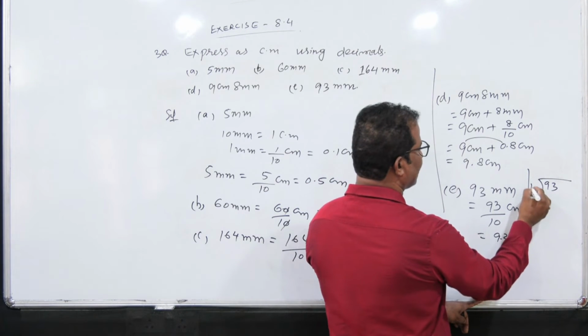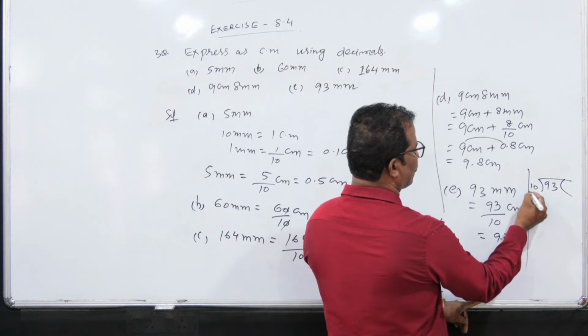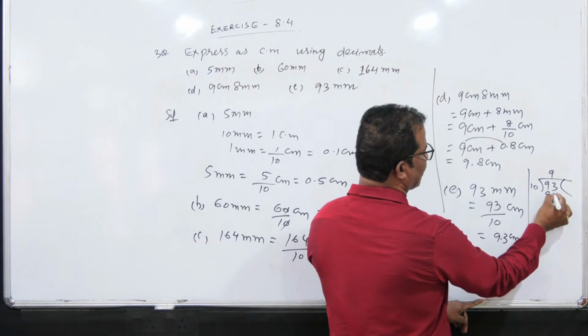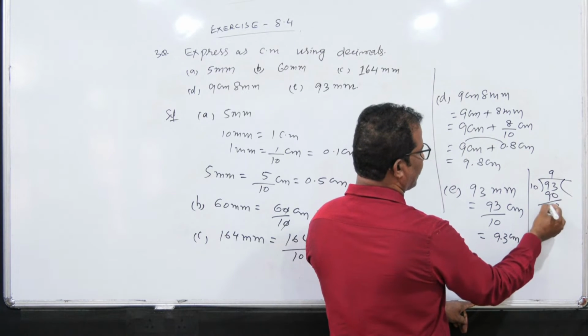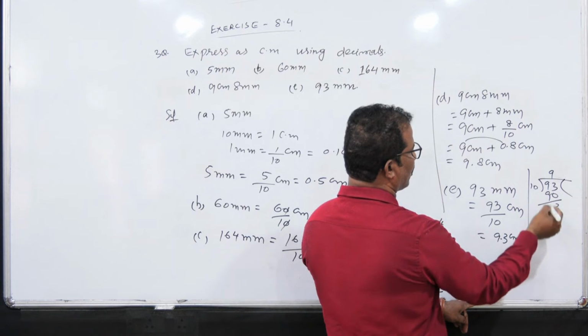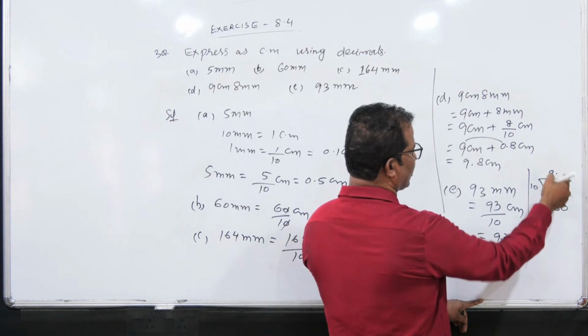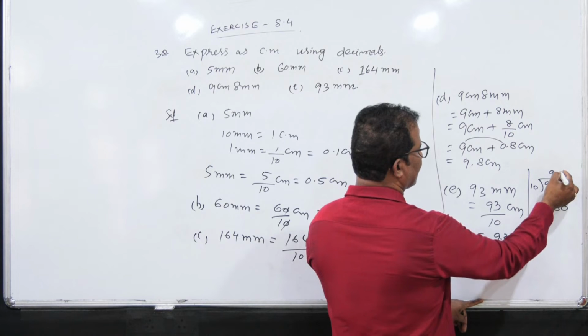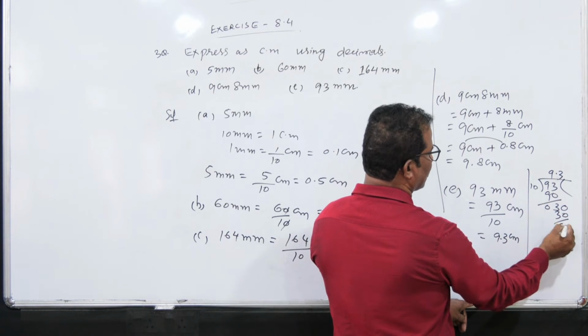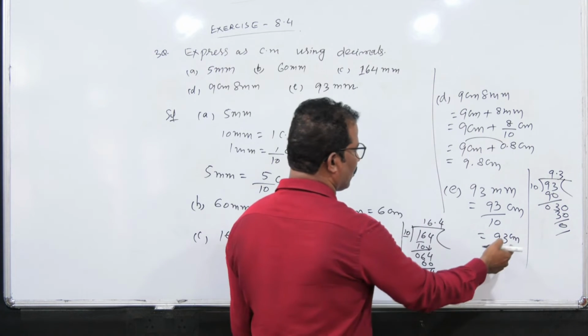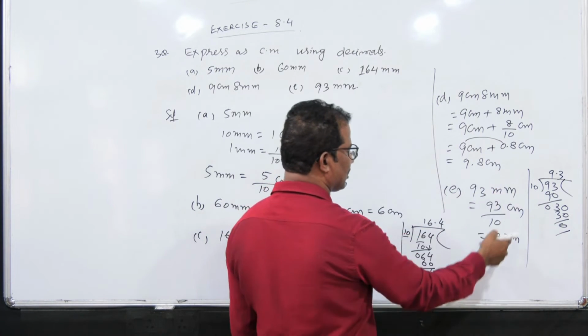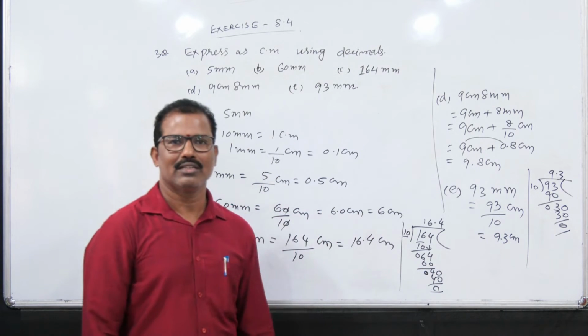93 divided by 10. So 2 digit number, that is 10 nines are 90 only, and the remaining here 3, no number is there to come down. So we can put a point here and we can add 0 for this point, and it is 30, and 10 3s are 30 only. So how much we got? 9.3 only. So 93 millimeters is equal to 9.3 centimeters.